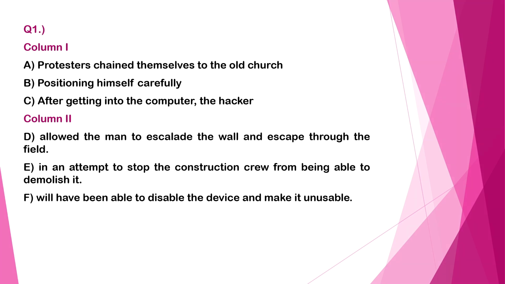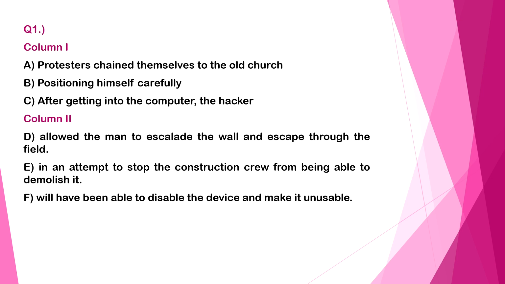So, is it done? Let's discuss. Let me first read out the sentences or the parts given in each column. Column 1, part A, protesters chained themselves to the old church. Part B, positioning himself carefully. Part C, after getting into the computer, the hacker. Now coming to column 2, part D, allowed the man to scale the wall and escape through the field. Part E, in an attempt to stop the construction crew from being able to demolish it. Part F, will have been able to disable the device and make it unusable.